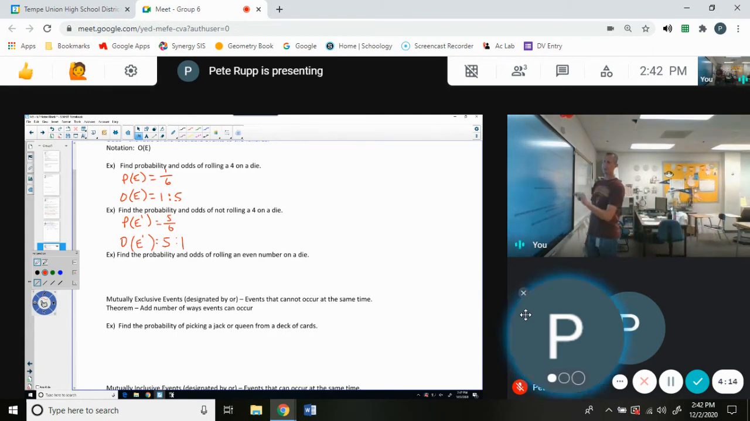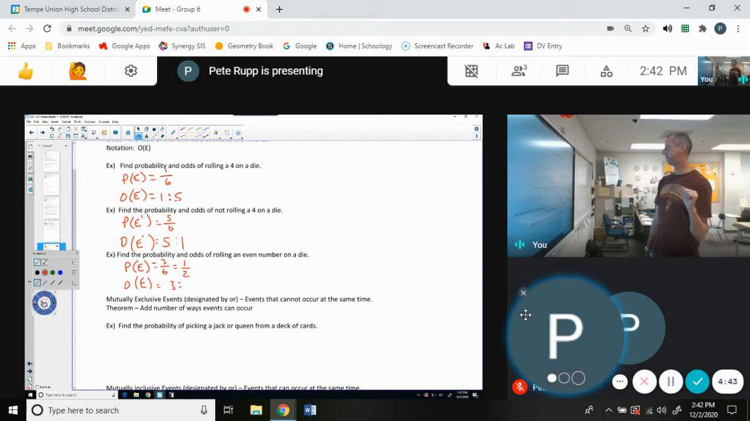Okay, so probability of rolling an even number. How many even numbers are on a die? 2, 4, 6. So that would give you 3. So the probability of the event happening would be 3 out of 6 total, which is 1/2. Always reduce. Same thing with odds. So odds of an event. How many successes are there? So 2, 4, 6 would be considered a success. So there are 3 of them. And how many failures?